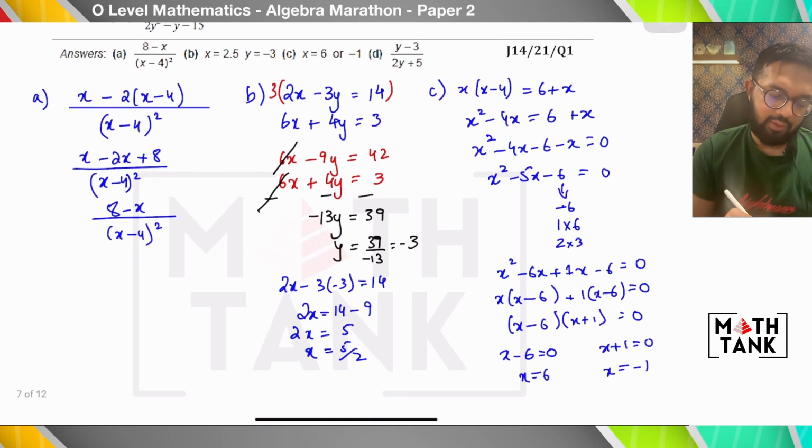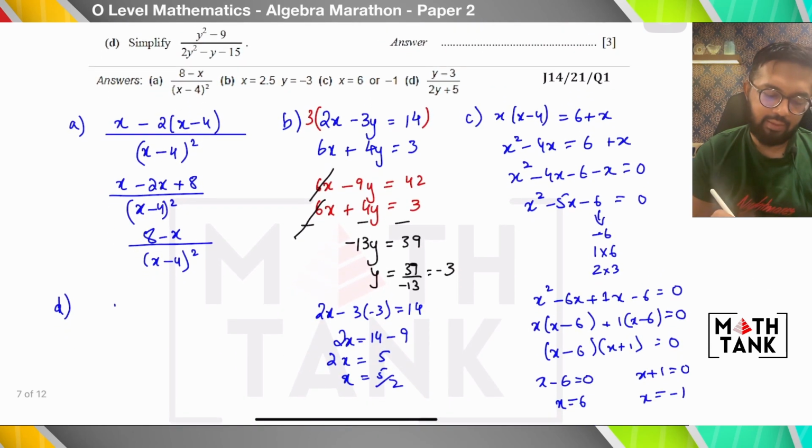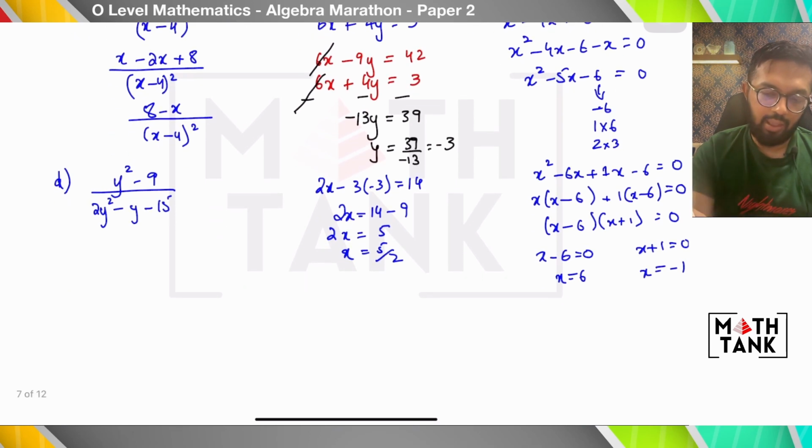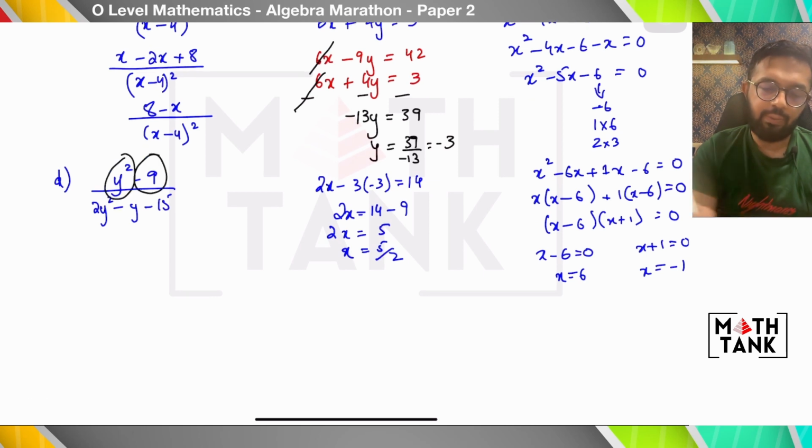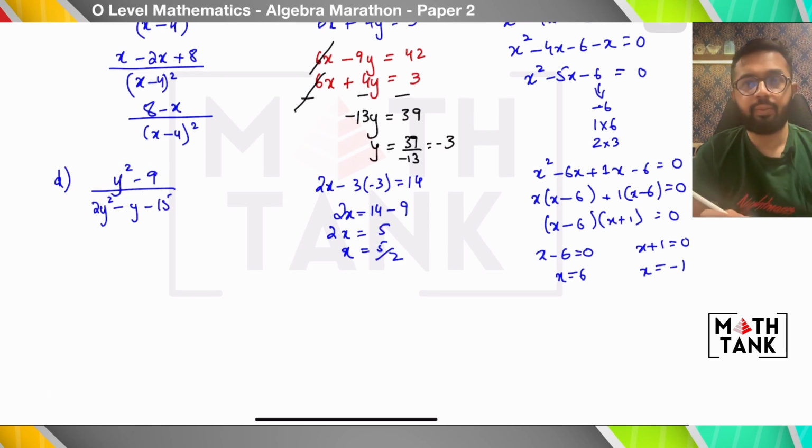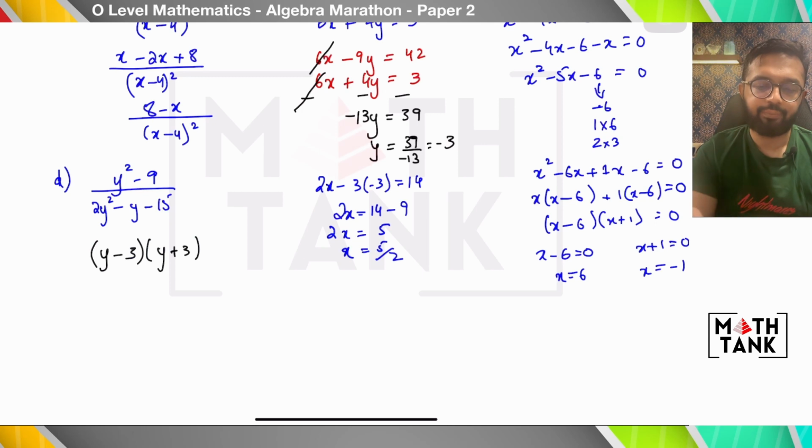Then simplification is easy. You just have to factorize and see what cancels out in the numerator and in the denominator. Remember that until you've taken out something common, you cannot cancel y's and numbers and so on. So this is the difference of squares. I see the square of y, I see the square of 9, square of 3. So this becomes y minus 3 into y plus 3.